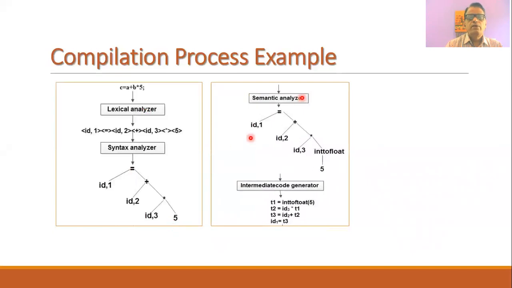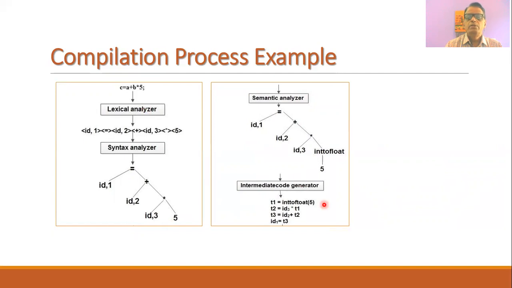Now such code is further fed to the semantic analyzer, and at the output of the semantic analyzer, one can easily observe that this constant 5 will be converted into float so that there will not be any loss of information. This code is further connected to the intermediate code generator.